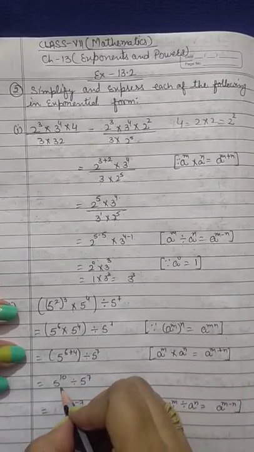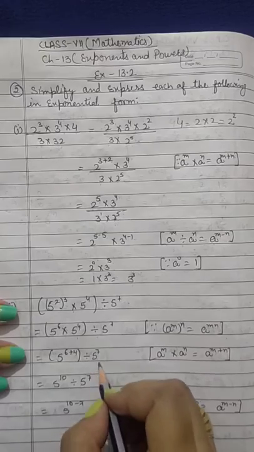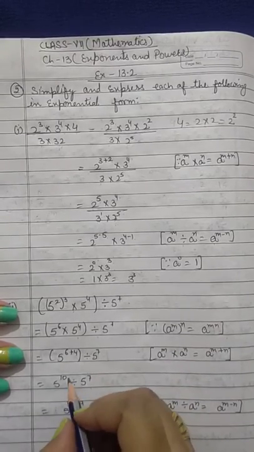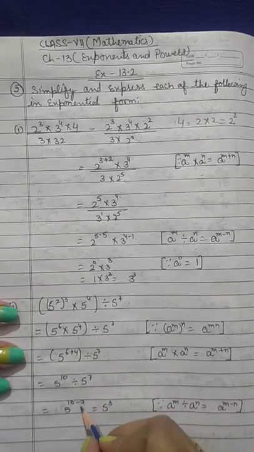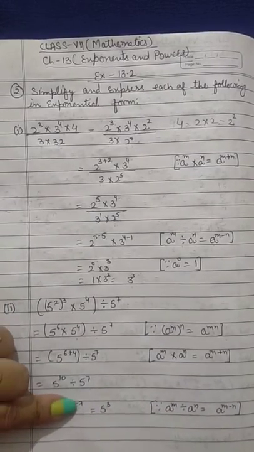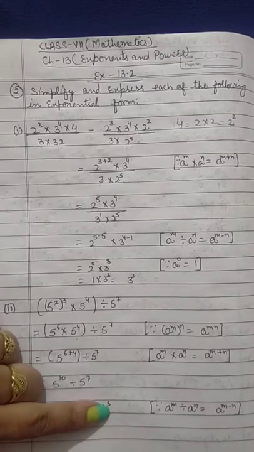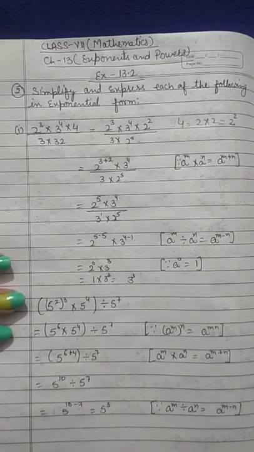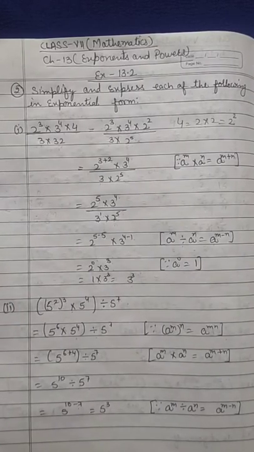We got here 5 raised to power 10, division sign 5 raised to power 7. Now bases are same, division sign and the powers are different. So what we'll do, we will subtract their powers. Means 5 raised to power 10 minus 7, that is 5 raised to power 3. And this one law we have used here. So in this way you can simplify the second part.